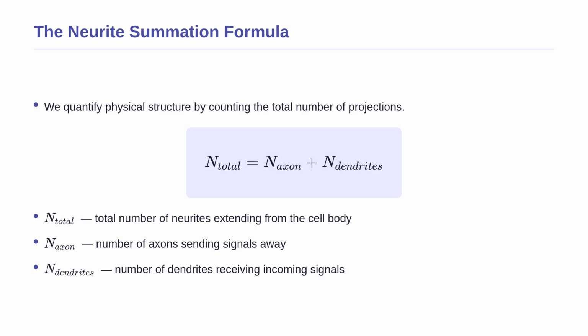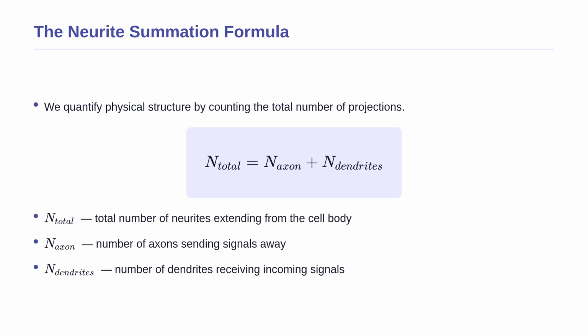To make our structural classification completely objective, we can represent it mathematically. Although neuron classification is primarily a biological concept, this mathematical abstraction helps us create strict rules. The formula is simple. N total equals N axon plus N dendrites. Here, N total represents the total number of neurites extending from the cell body.